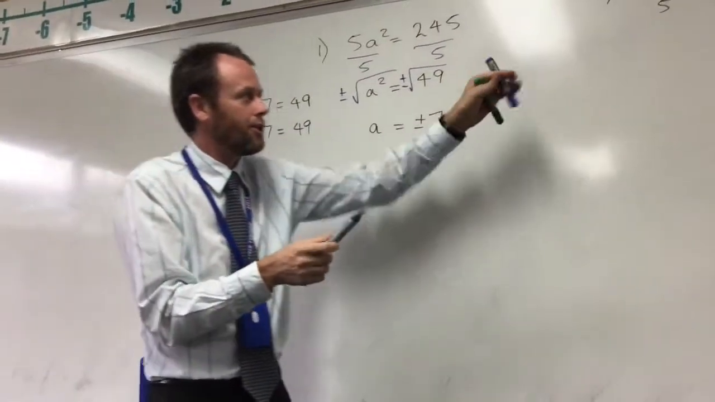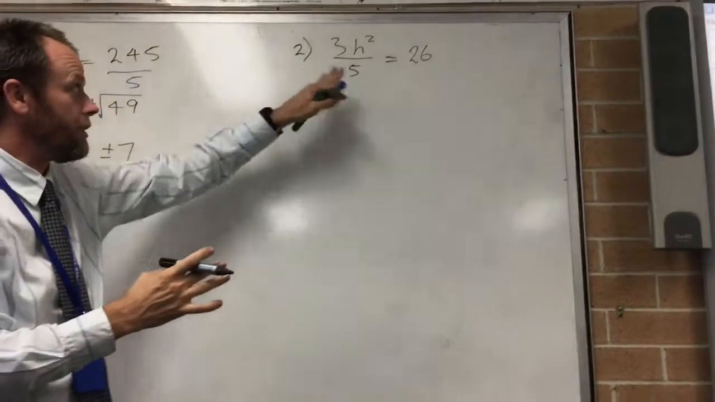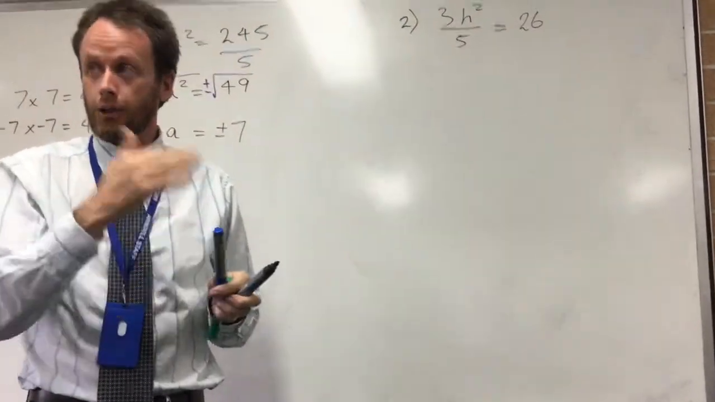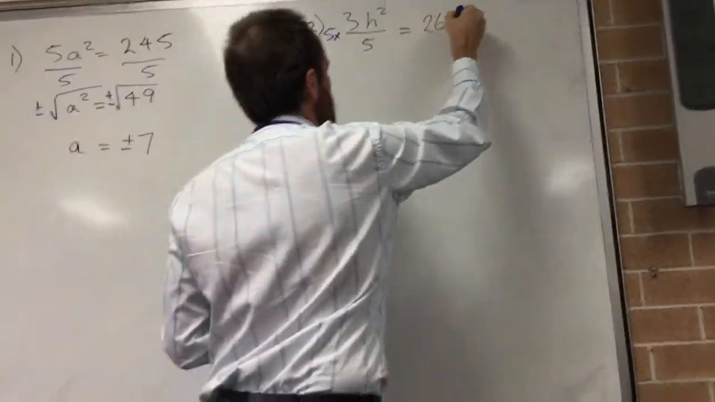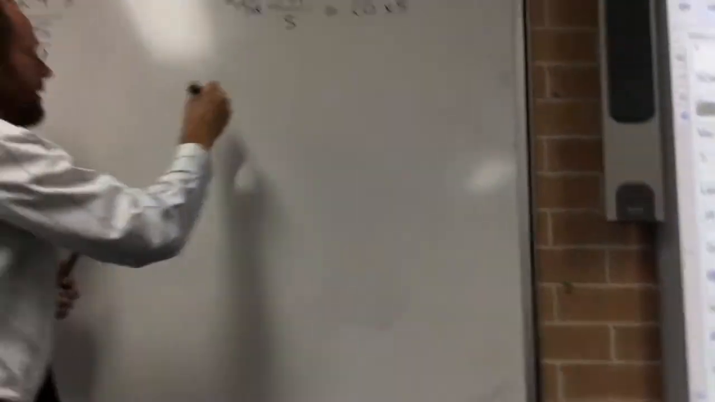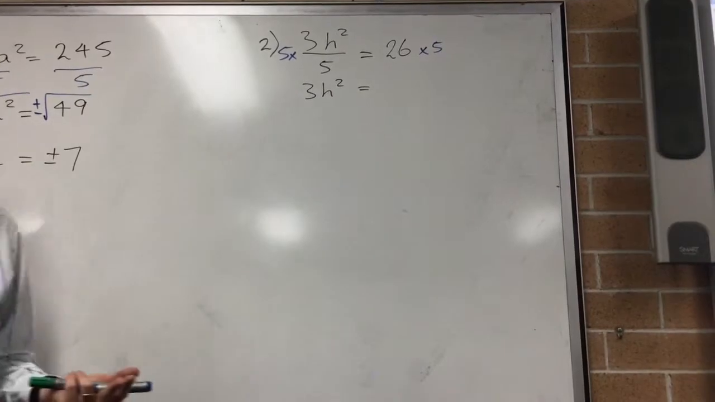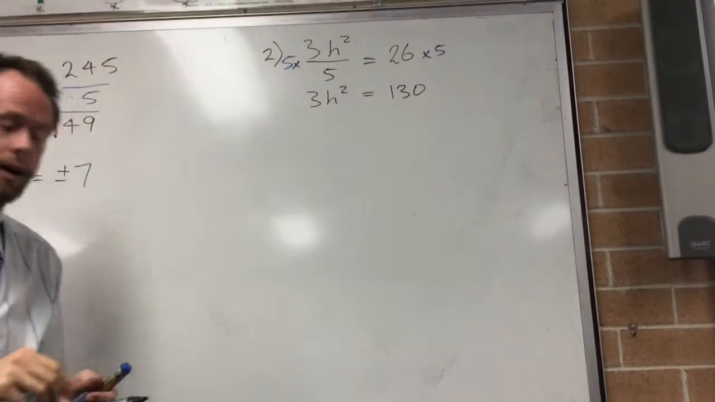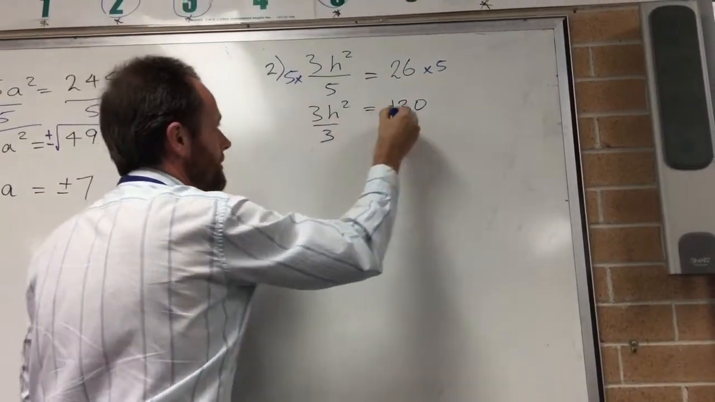Let's look at our second example. It's a fraction this time. 3h squared over 5 equals 26. Let's work through our steps. Our first step, multiply both sides by 5. Got your calculators out to tell me again? 26 times 5, well I know 25 times 5 is 125, so that must be 130, is that correct? Yeah. Thank you. Now I look and see, oh, multiplied by 3, so divide both sides by 3.